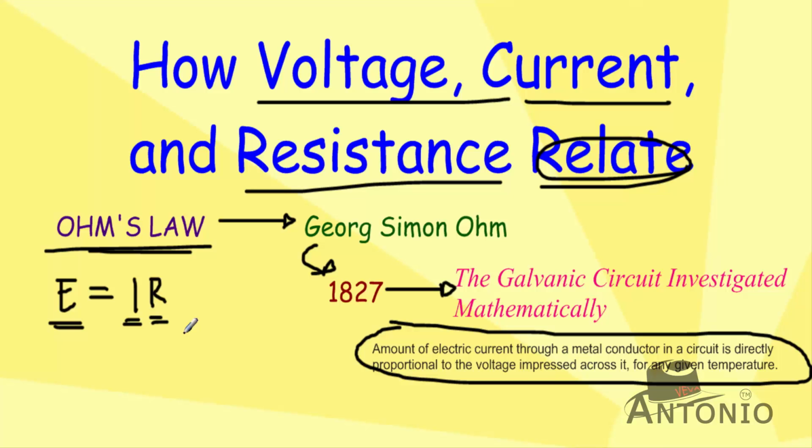Using algebra techniques, we can manipulate this equation into two variations, solving for I and for R respectively. Solving for I, I equals E over R, and solving for R, R equals E over I. So let's see how these equations might help us analyze simple circuits.